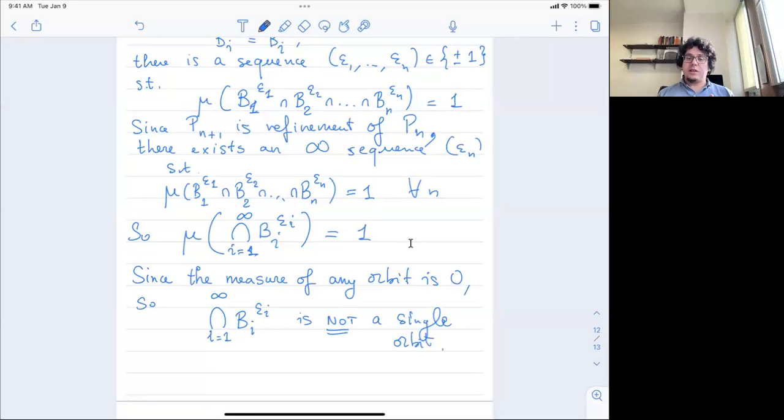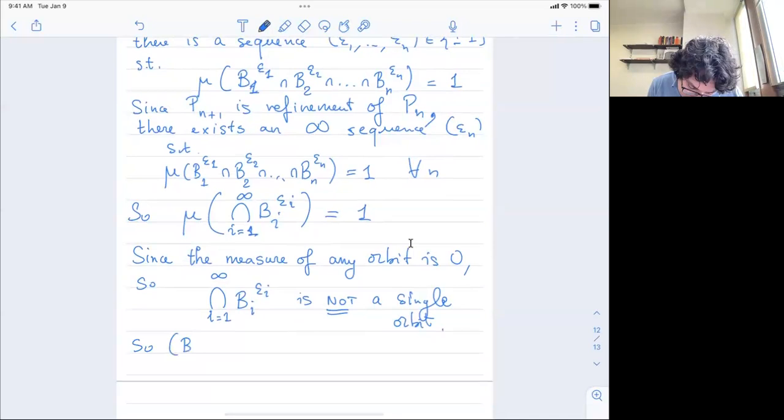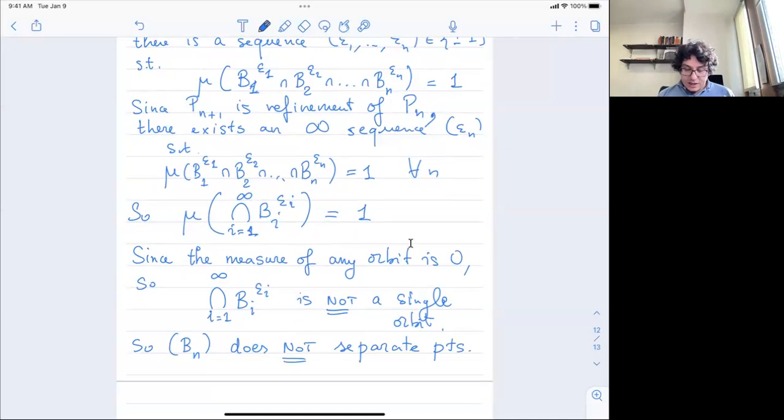And so b_n does not separate points. Because if it separated points, if you take two elements x and y in this intersection, then there would be some index for which x is in b_n, but y is not in the same b_n. However, the way we constructed this intersection means that for every element there, either all of them belong to b_1, or all of them don't belong to b_1, and so on.